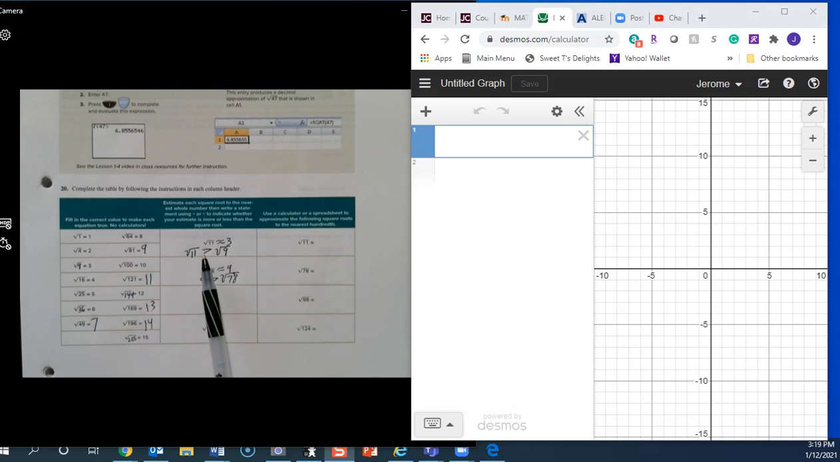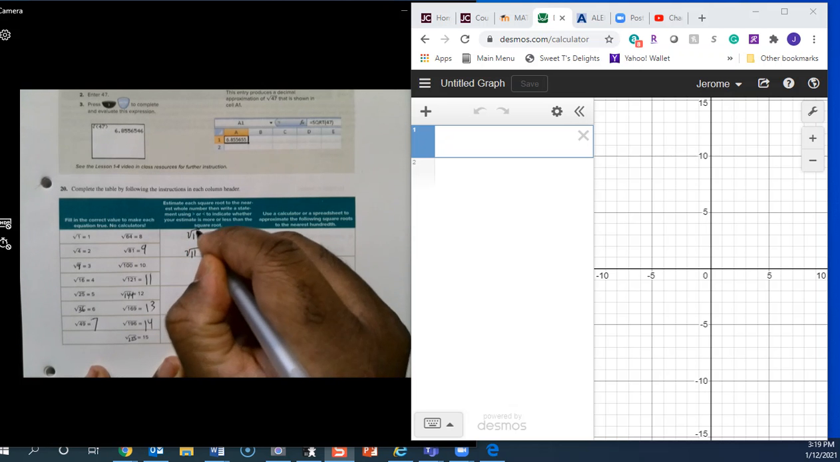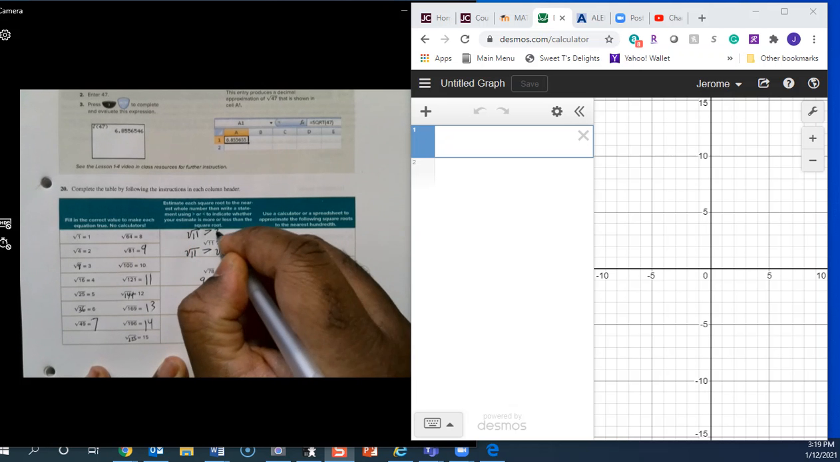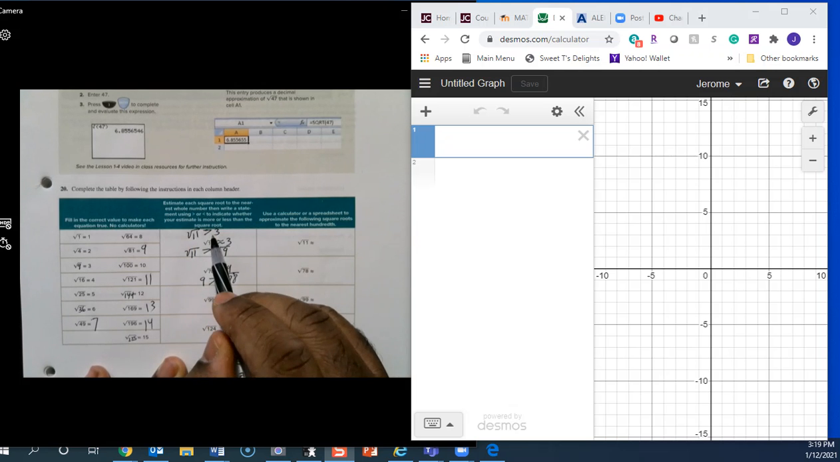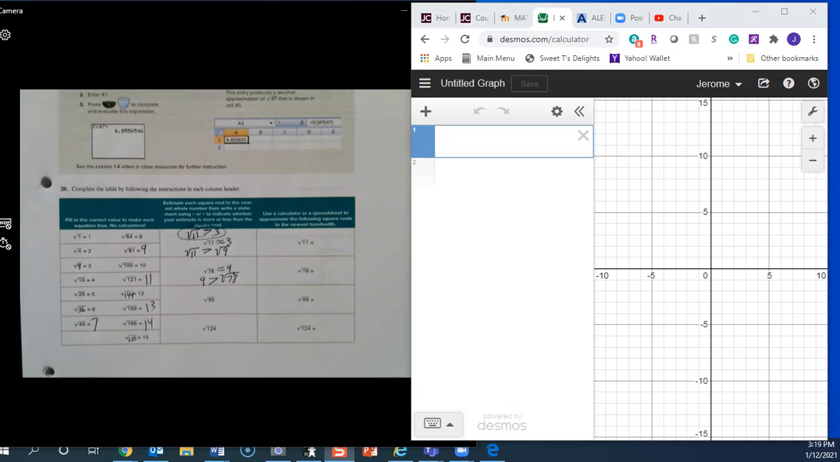And let me go back up here and correct one thing. I should have written this as the square root of 11 is greater than 3. That's how I should have written it. So that's how you should write your answer.